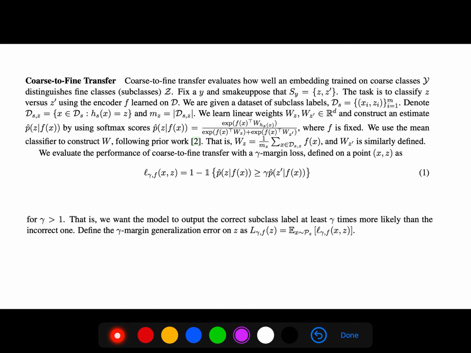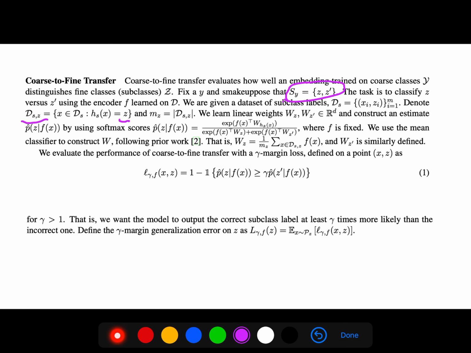And then we go from coarse to fine transfer. It evaluates how well an embedding trained on coarse classes distinguishes fine classes. Just fix a y and suppose that S_y is just z and z prime. The task is to classify z versus z prime using the encoder learned on that distribution. We are given a dataset of subclass labels, and this is all x that are equal to z.